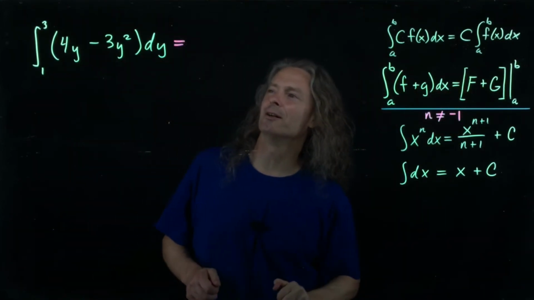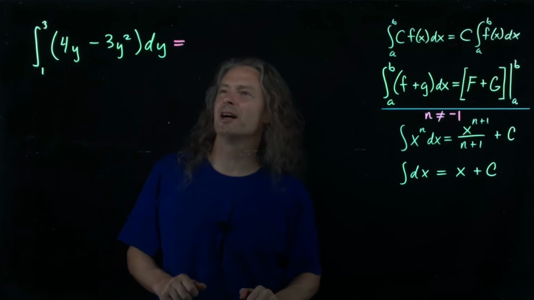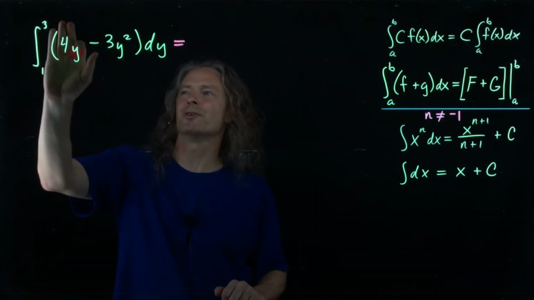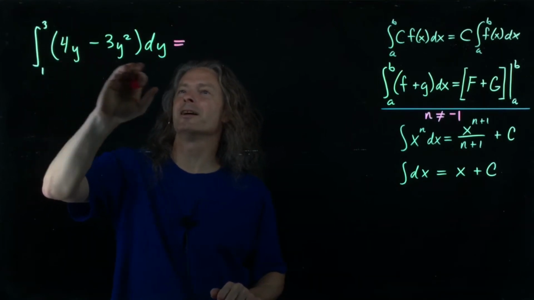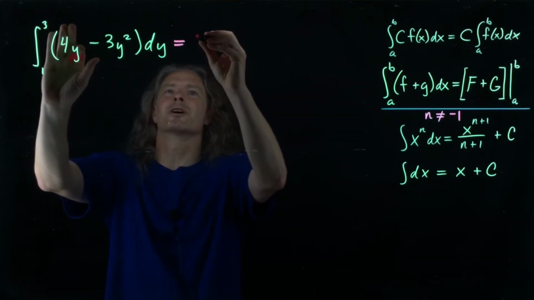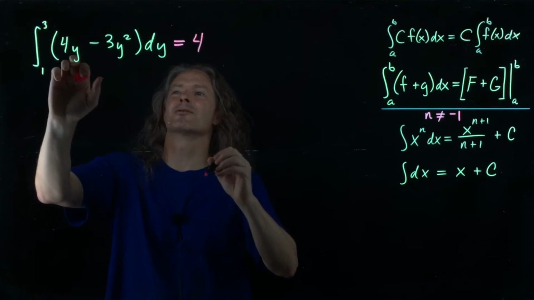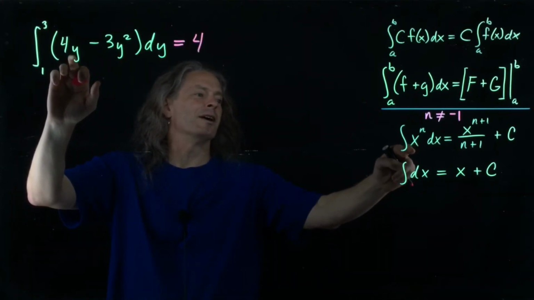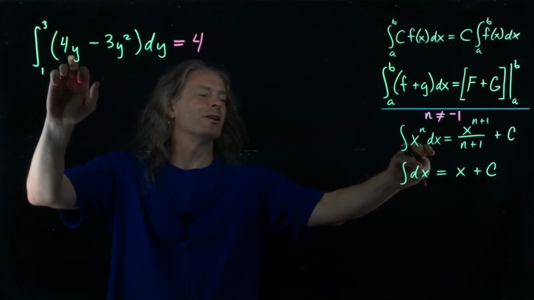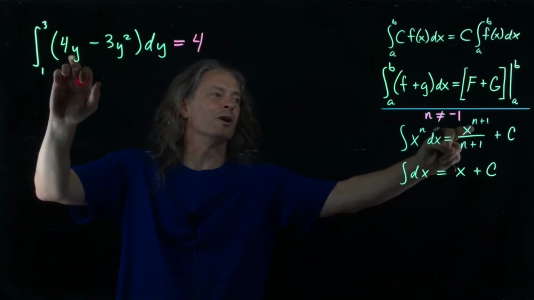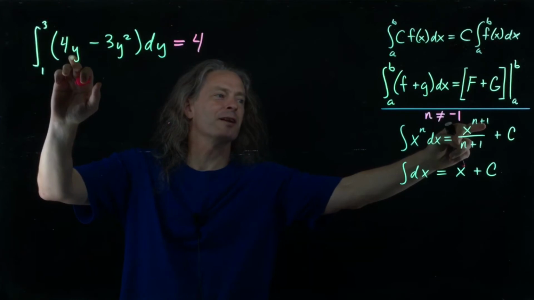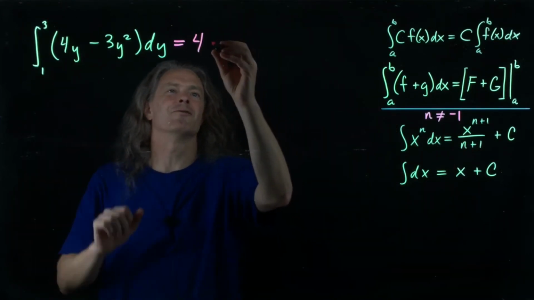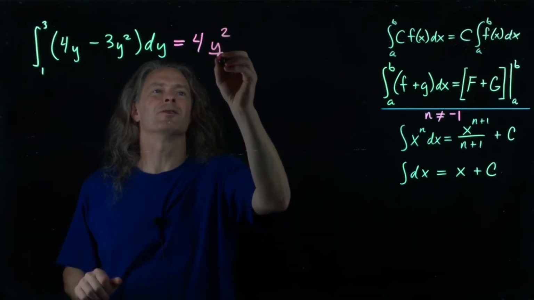Using this, I'll take the antiderivatives one at a time. So I'm going to take the antiderivative of this term first. So antiderivative of 4y dy. Well, the 4 comes out, and then I've got the integral of y, again, with respect to y. Y to the first power dy, well, that would go y to the 1 plus 1 power, so y squared over 1 plus 1, that means over 2. So I'll have 4y squared over 2.